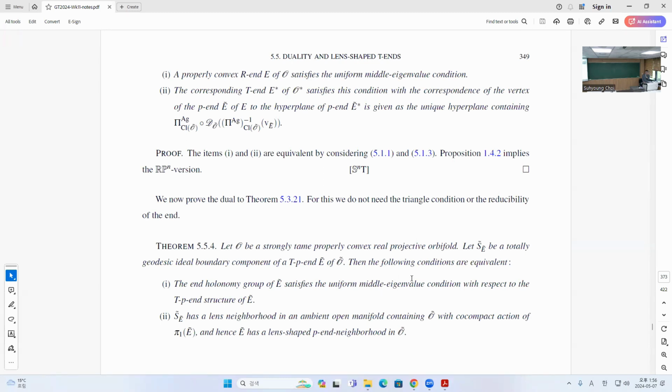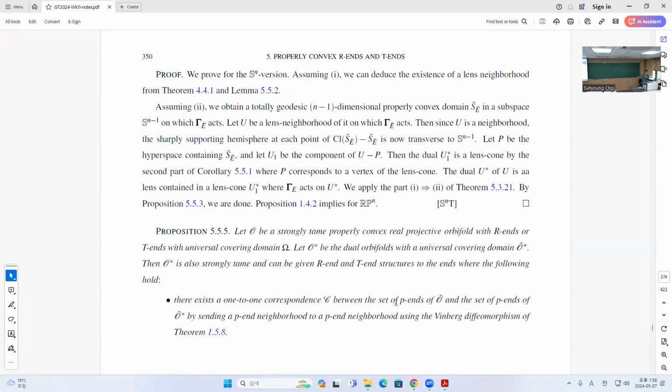yeah, so the uniform middle eigenvalue condition for the TPN structure is the same as having a lens here. So we did it for the lens cone for Rn, but now we can do it for the Tn as well. So that's what this is saying. Okay, and the proof is just the duality argument here.